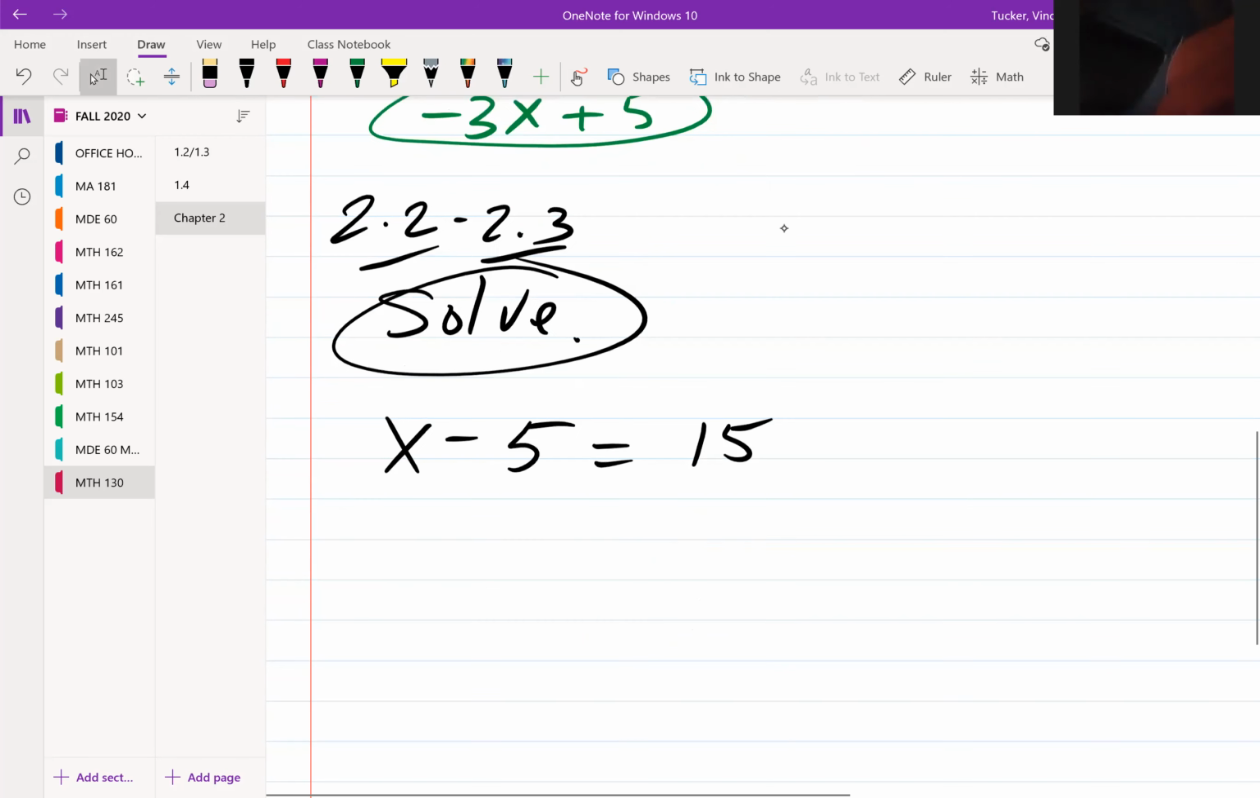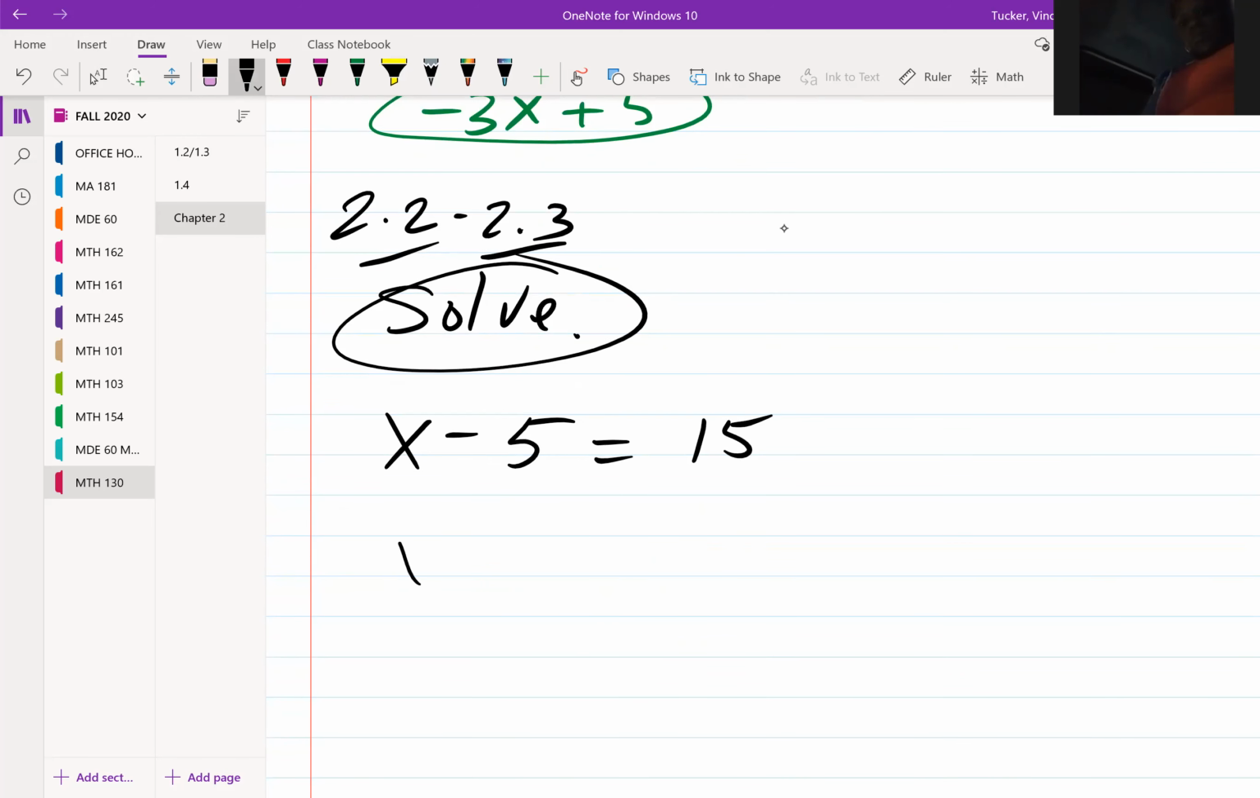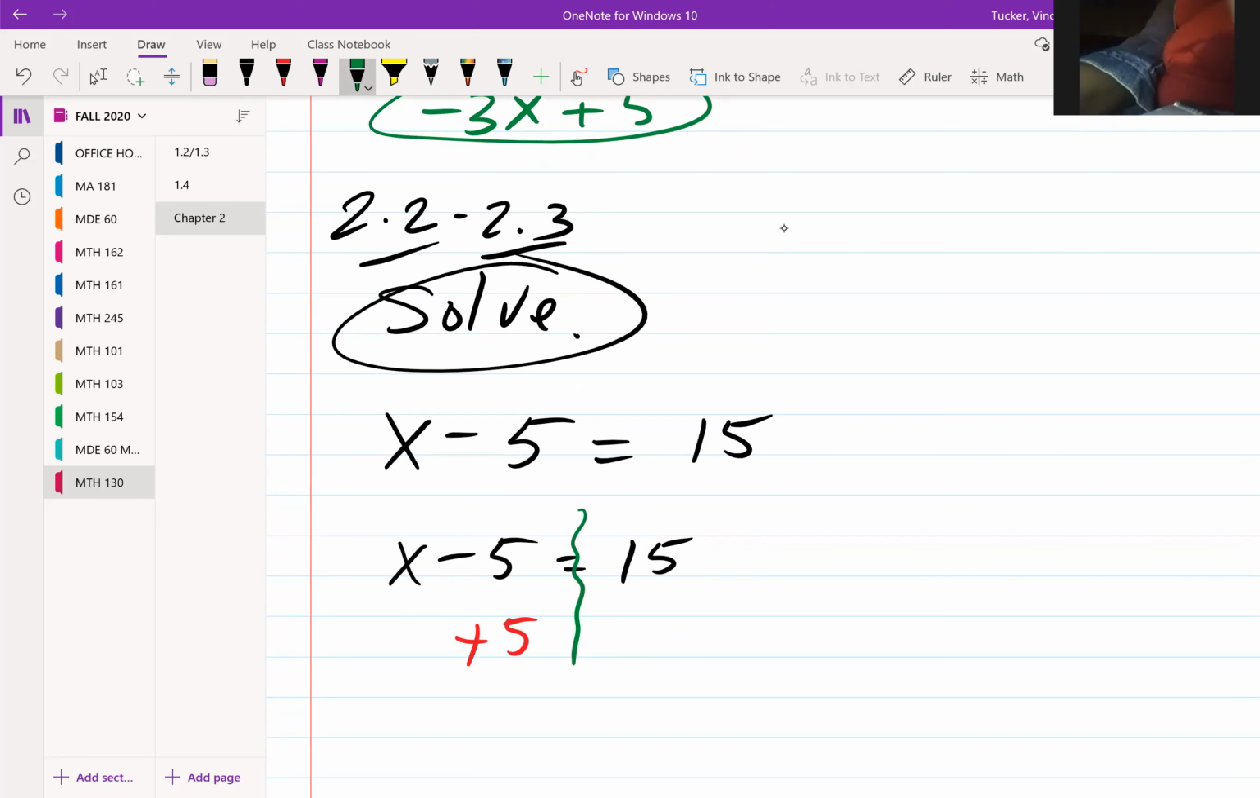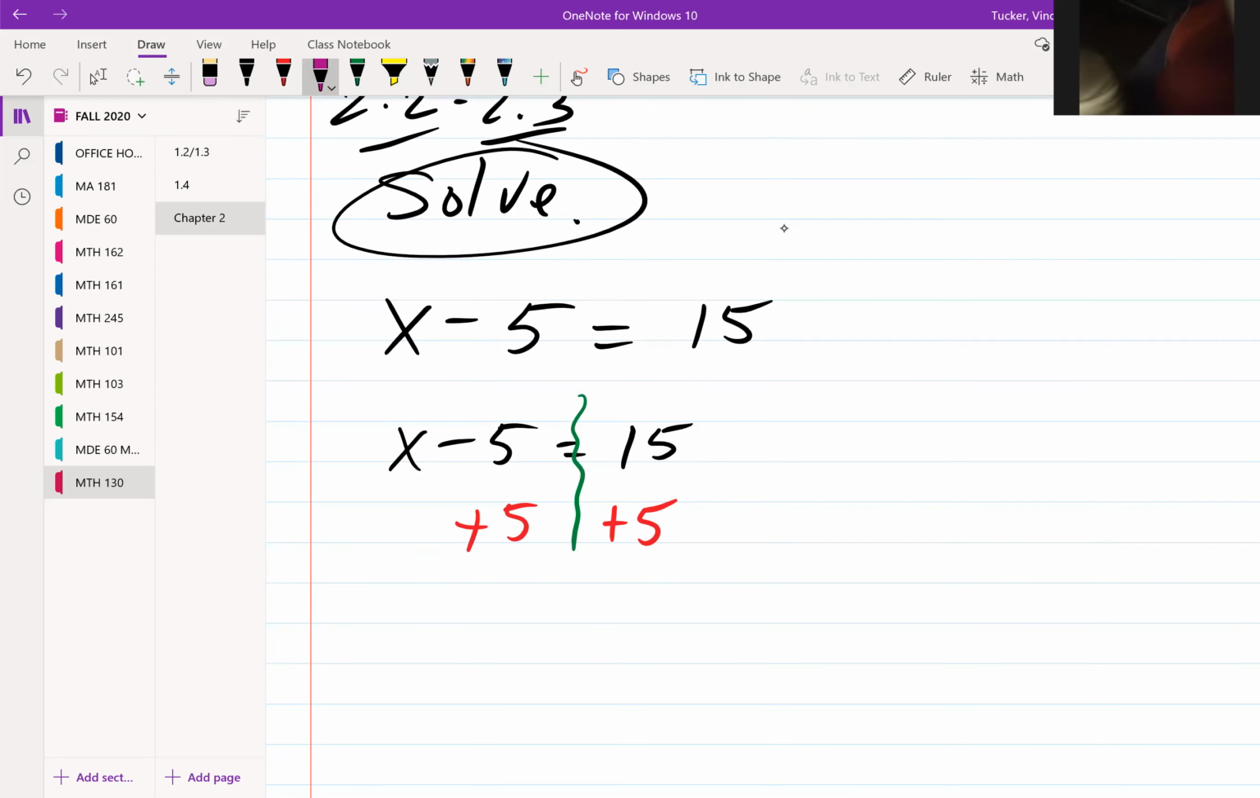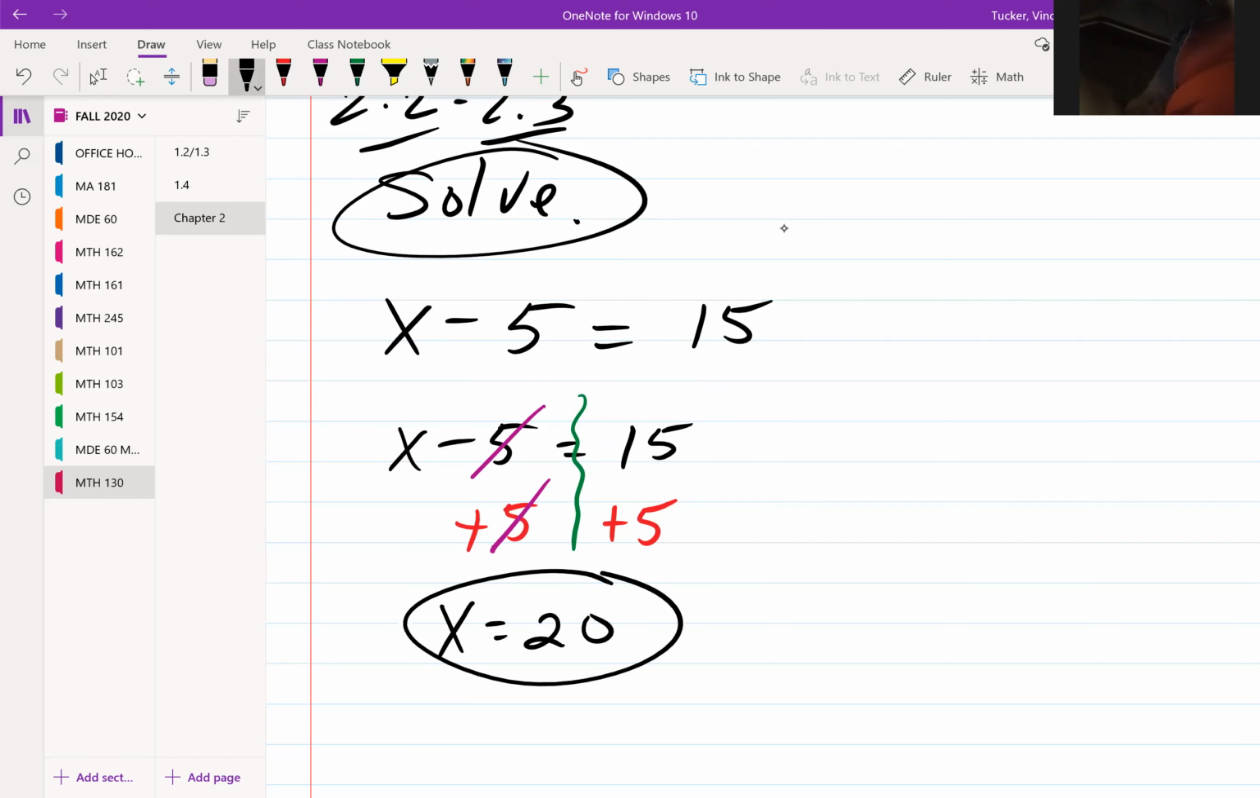All right. So when you're trying to solve, you want to get that variable by itself, and you're going to undo what's being done to the variable in order to do that. So you have x minus 5. So 5 is being subtracted from x. To undo the subtraction, you're going to add 5. There's the left side and right side of your equation, left side of the equal sign, right side of the equal sign. Whatever you do to the left side, you have to do to the right. So you're adding 5 to both sides. 5's cancel. X is equal to 20 as a solution.